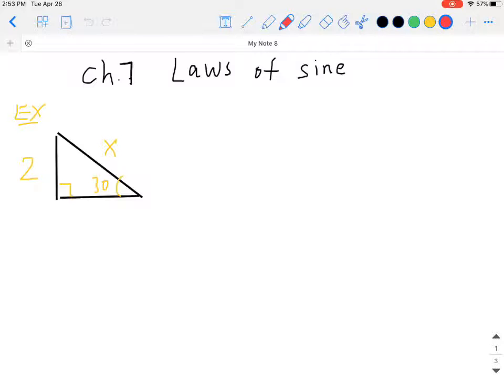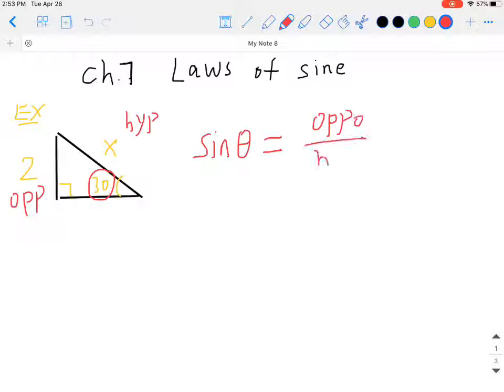7. Law of sines. For the given example, we have a right triangle. We're given the angle 30 and the side 2, and we try to solve for x. So given 30, to solve this we have to use the trig function sine theta, because if this is theta, 2 is the opposite and x is the hypotenuse, and sine theta is opposite over hypotenuse.